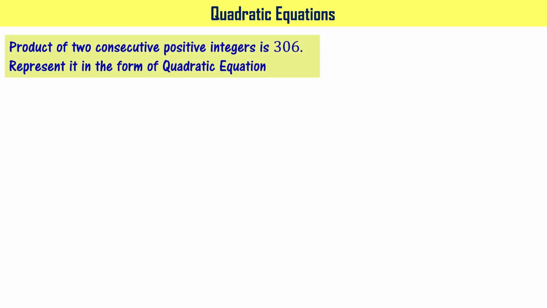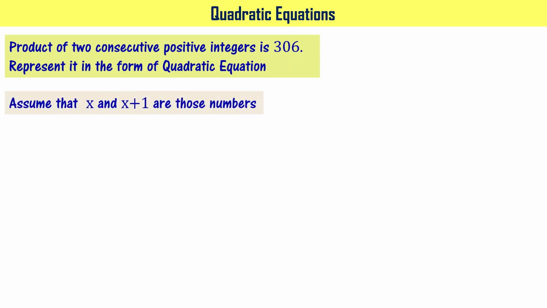Let's see this. Product of two consecutive positive integers is 306. We can represent this in the form of a quadratic equation. Let's see how it is done. If I assume that x and x plus 1 are those consecutive positive integers, if I say x is one of the positive integers, then x plus 1 is going to be its consecutive positive integer, right? And as per the problem statement, their product is equal to 306. Let's write x times x plus 1 equal to 306. When you multiply and simplify it, you get x square plus x minus 306 equal to 0, right?